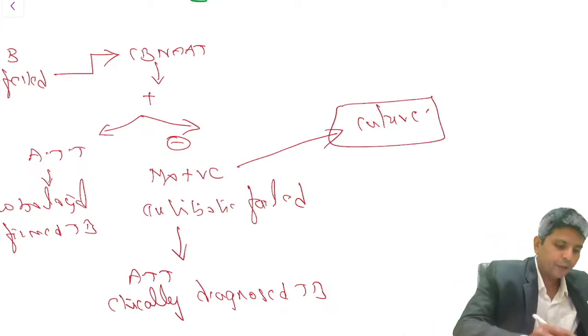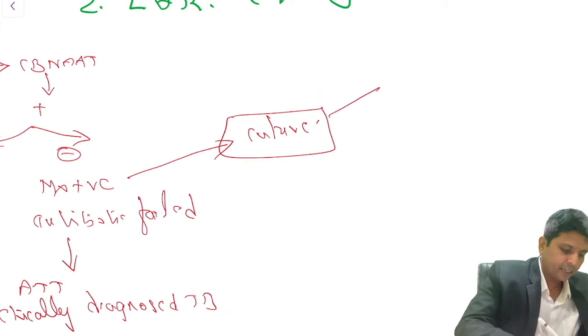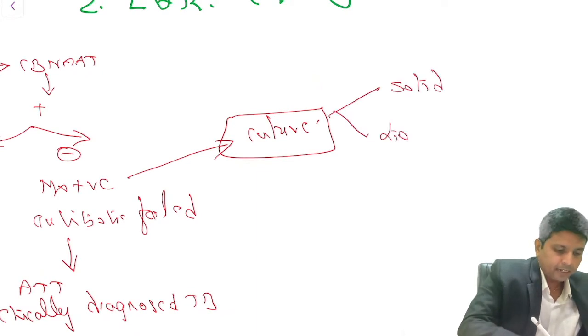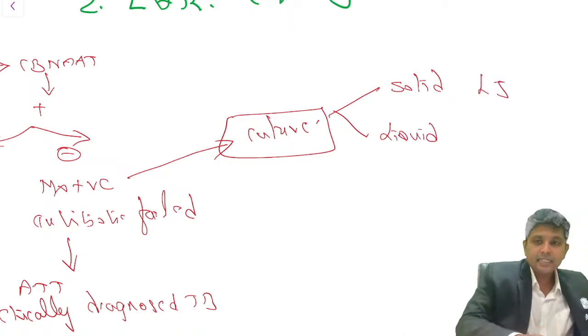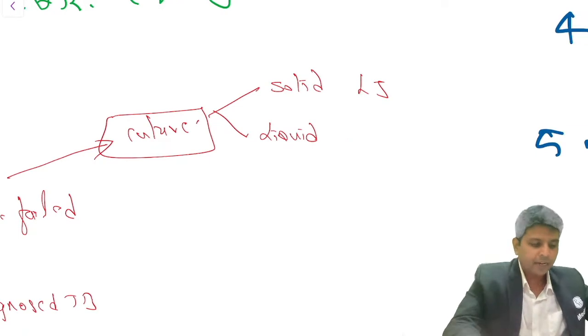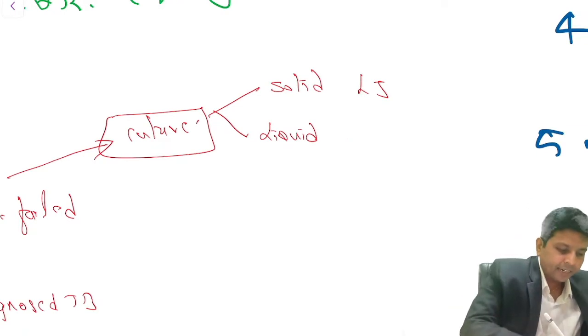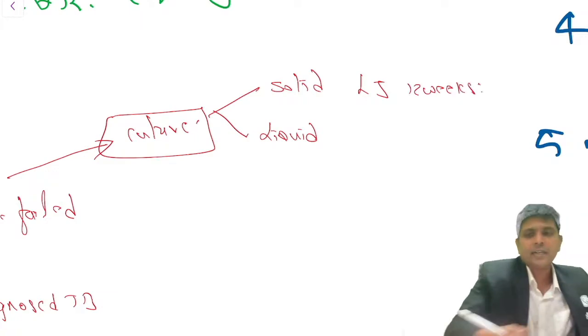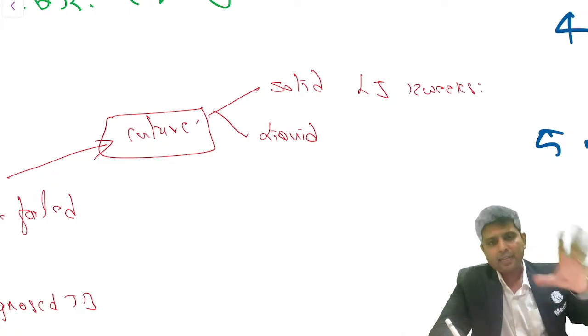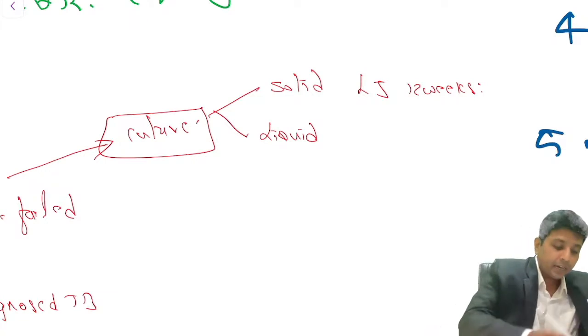In culture, you have two types of culture. One is solid culture and another is liquid culture. Solid culture is called LJ, Lowenstein-Jensen medium, and here it will take a minimum of 12 weeks for growth. So it is not a point of care test. So I will take liquid culture.